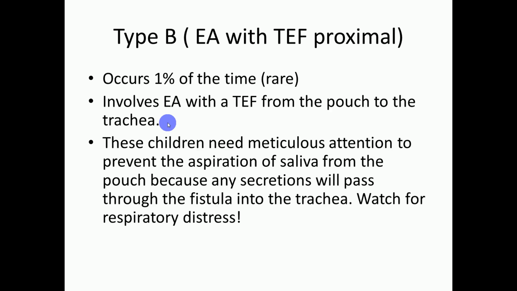A type B is an EA with a proximal TEF. So if you look at the figure on page 803, you can see we still have our EA. It's a blind pouch and it's not connected.